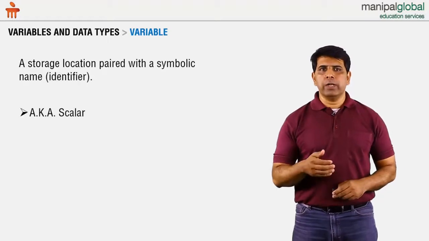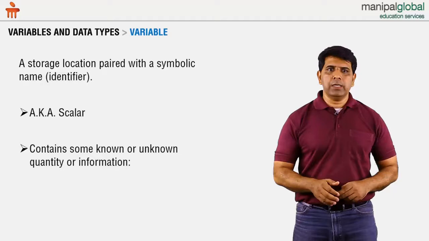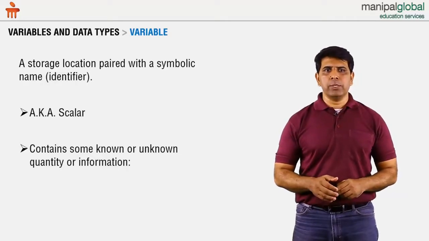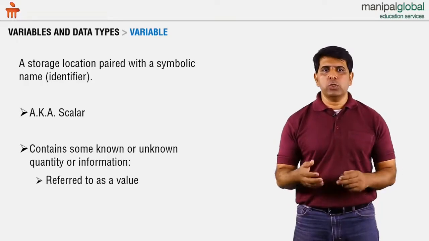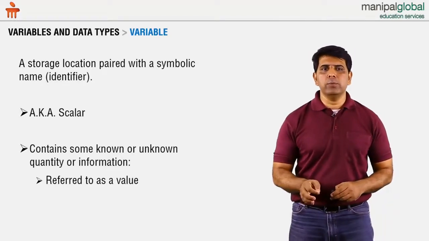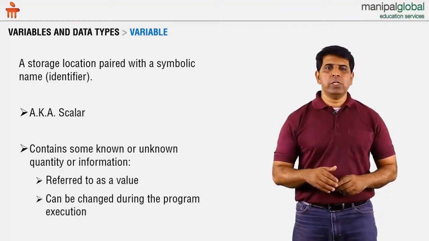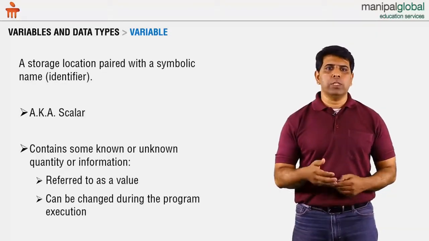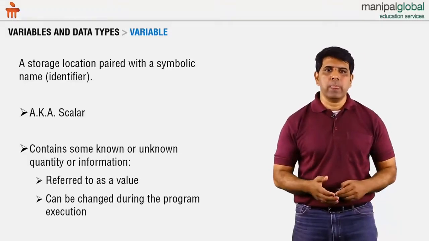Now, these are also called scalar variables or scalar types. They contain some known or unknown quantity of information. It's also referred to as a value. So what is stored in a variable is a value. Sometimes they're also called literals. Now, they can be changed over a period of time within the program execution. Hence the name variables, because it varies.